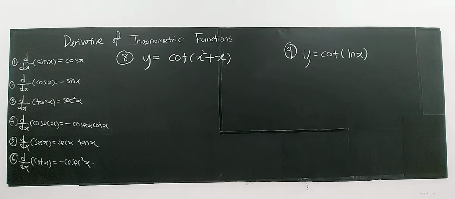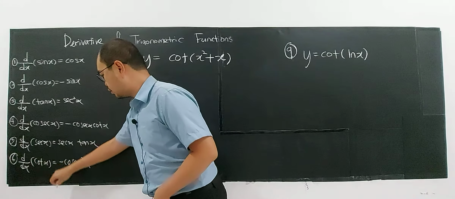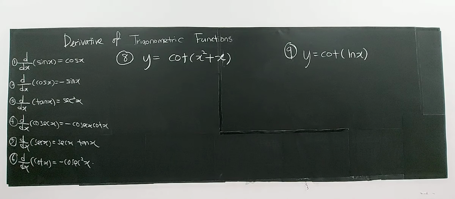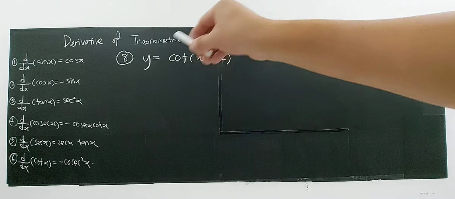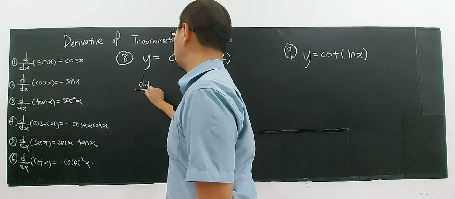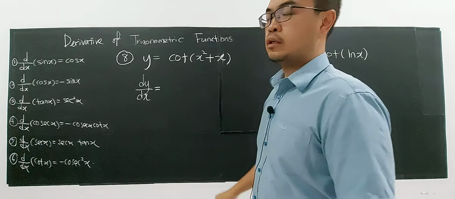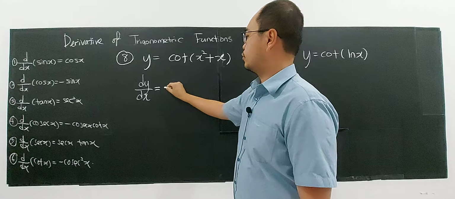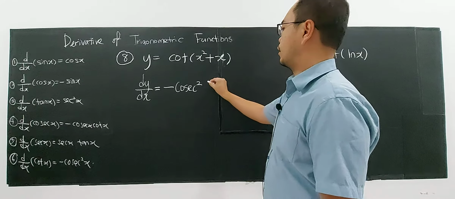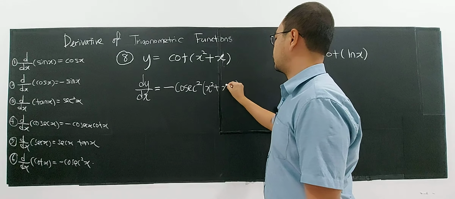Differentiating cotangent, you get negative cosecant squared, based on that formula. So dy/dx equals differentiating cotangent: you have negative cosecant squared, and of course the function you get back.